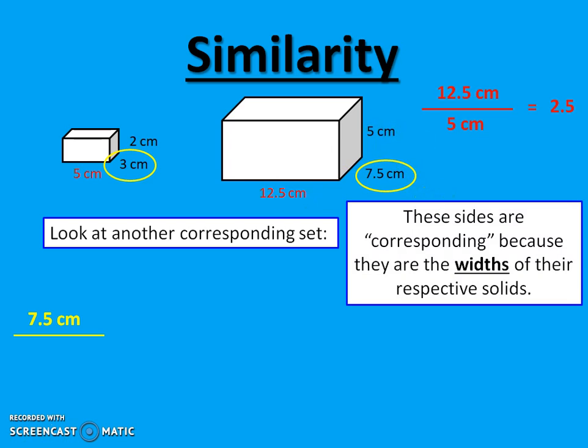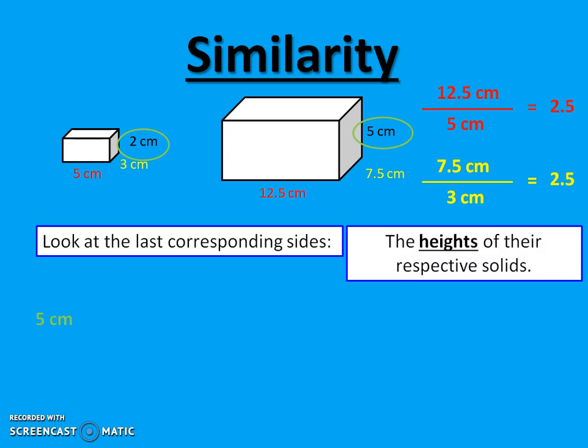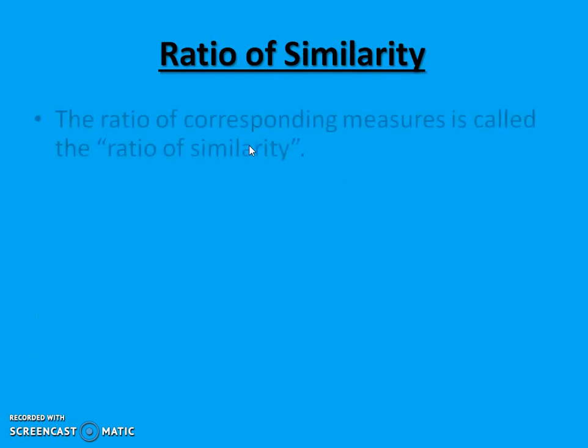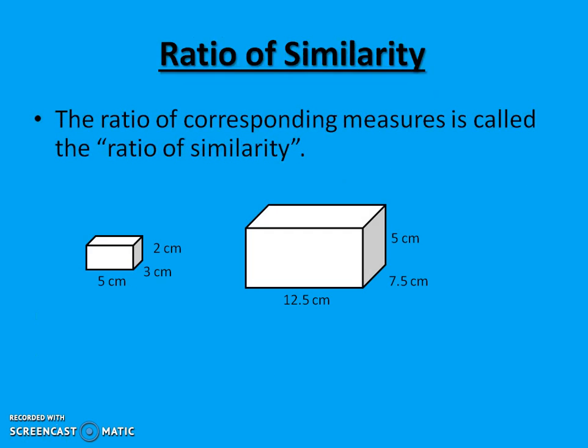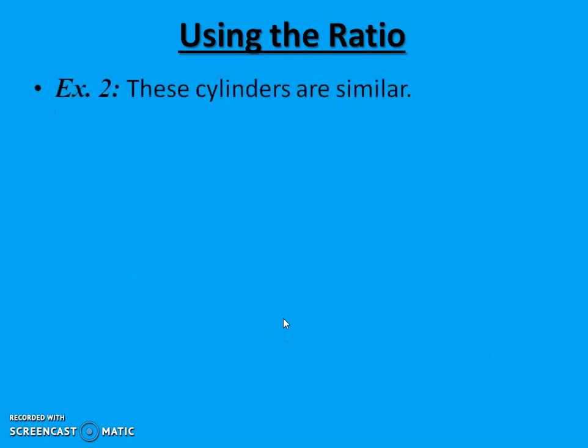The ratio of those two, 7.5 divided by 3, is also 2.5, same value. And these, the smallest of each of the 2 prisms, the ratio of those 2 measurements is also 2.5. It's the same for all of them. And that is proof that these 2 prisms are similar. So what we would say is that the ratio of similarity between these two is 2.5, and that means that this is 2.5 times larger than the other in every one of its dimensions.